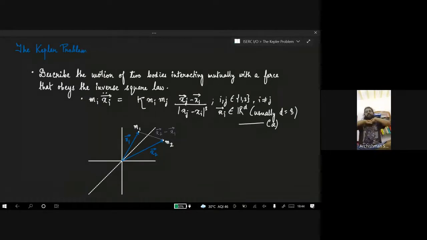And so let me move on to the Kepler problem. The Kepler problem essentially talks about describing the motion of two bodies interacting mutually with a force that obeys the inverse square law. And by a force, we generally mean gravitation, although it's applicable to any inverse square law force. So we have two bodies, let's call them M1 and M2, at position vectors x1 and x2. These interact with a force that is inversely proportional to the square of the distance between them.